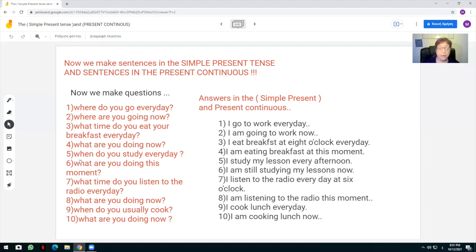Number 5. When do you study every day? إمتى بتذاكر كل يوم? This is simple present. I study my lesson every afternoon. أنا بنذاكر كل يوم الظهر الدروس بتاعتي. Okay. This is the simple present tense.